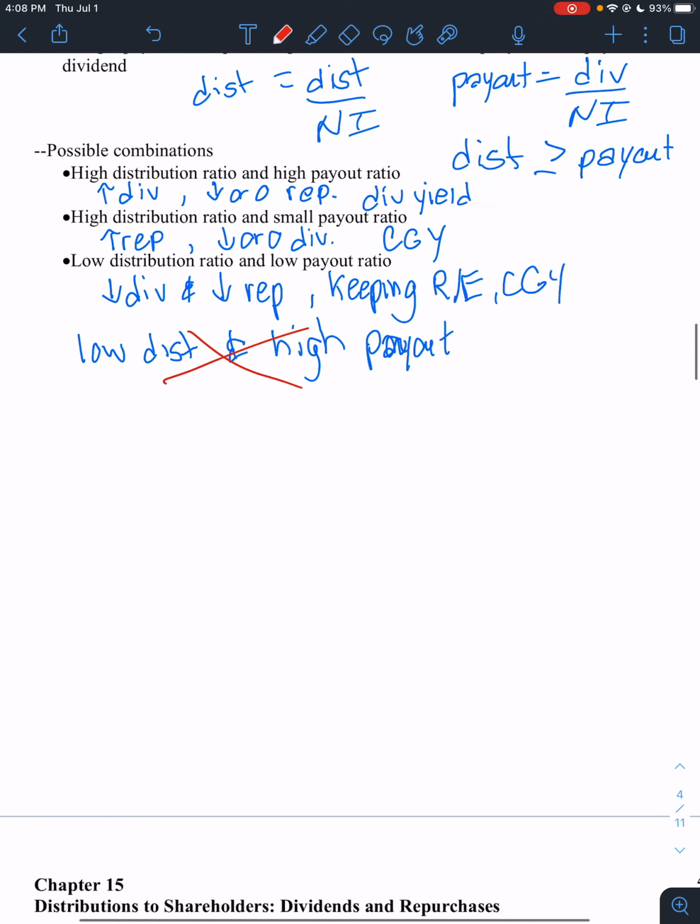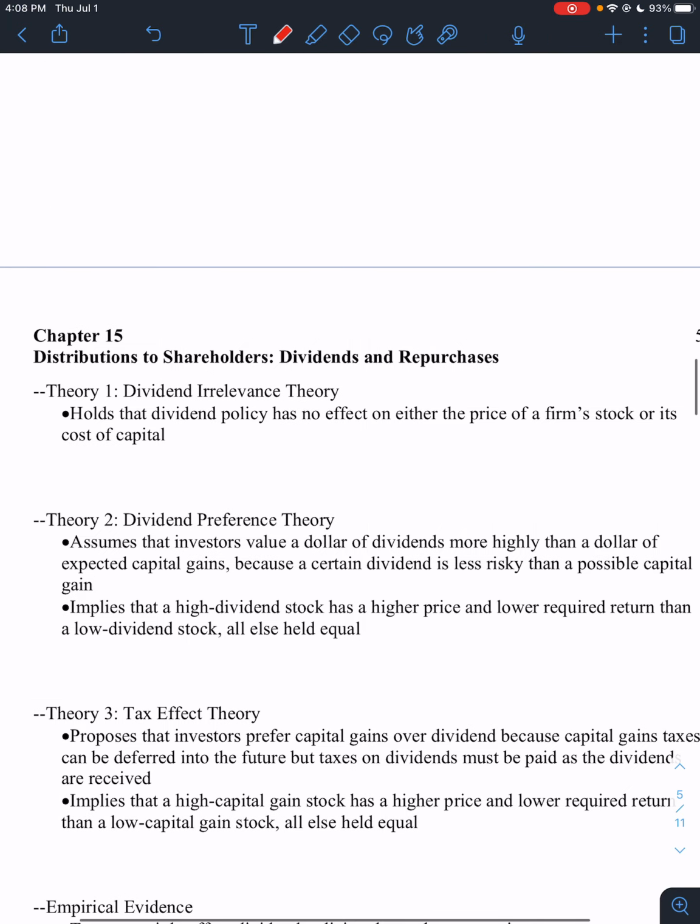But what we do have coming next is 3 theories: dividend irrelevance, dividend preference, and tax effect, which is basically a capital gain preference, right? So we basically are going to have 3 conflicting theories, where one is going to say dividends don't matter. One is going to say dividends are preferred, and one is going to say capital gains are preferred. And then we're just going to shrug our shoulders and look at what the evidence actually says. So that's what's coming next.